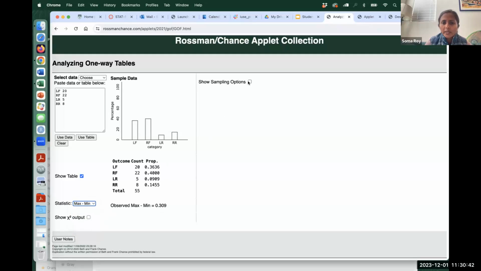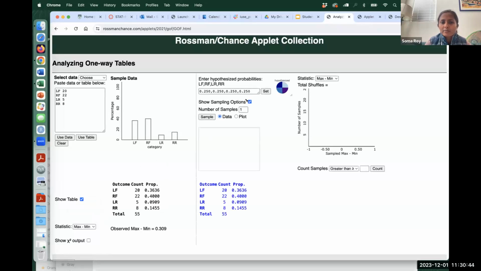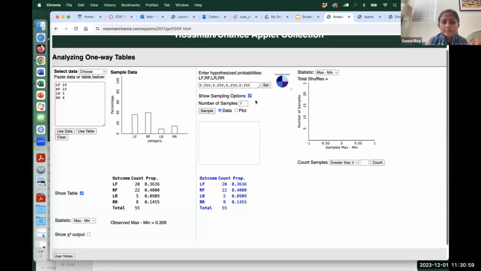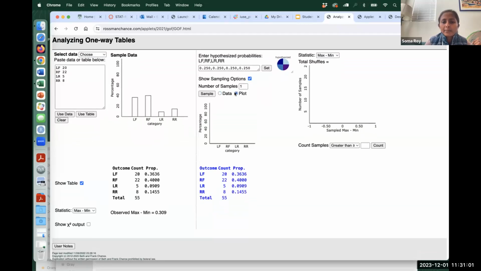So we can do a show sampling distribution. It already automatically picks these equal probabilities for our hypothesized probabilities, but you can change them. So if you think that this distribution should match something else, you can change these numbers. Of course, they should all add to 1. You can look at a plot of the data and generate that.